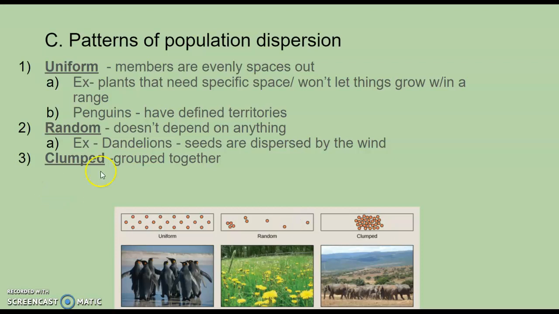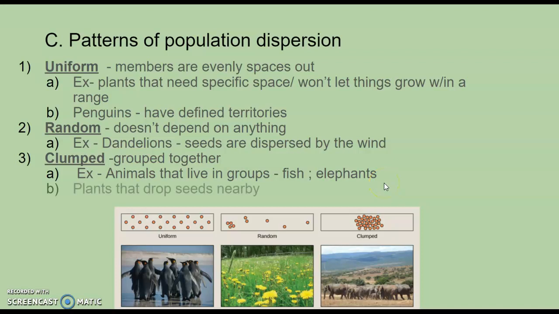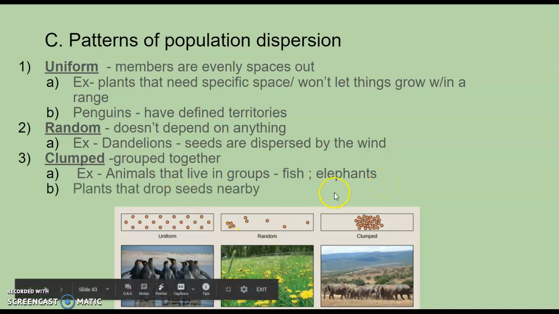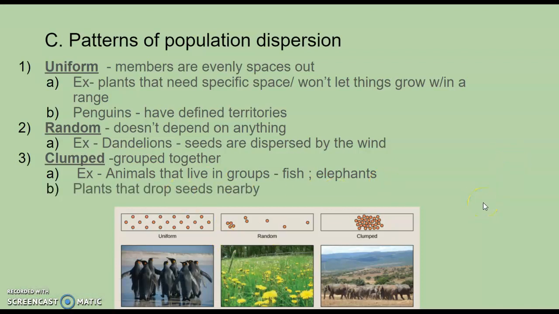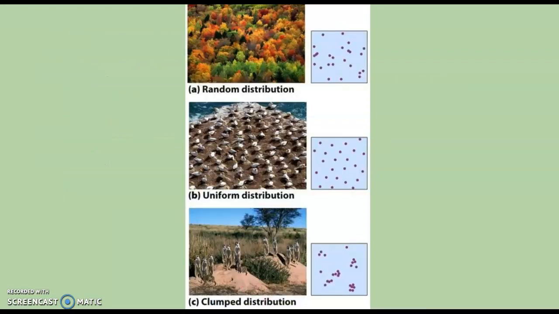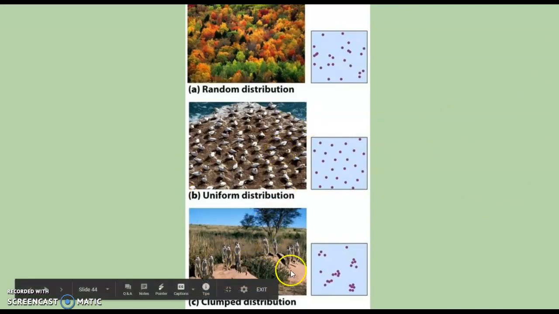Clumped meaning the animals or organisms are grouped together. Examples are things that live in groups, such as fish or elephants. Also plants that drop their seeds directly near them. So if a plant drops their seeds, it's going to be a clumped population of that type of plant right in that area. So another example, random distribution, uniform, where they're all evenly spaced out, and clumped populations.